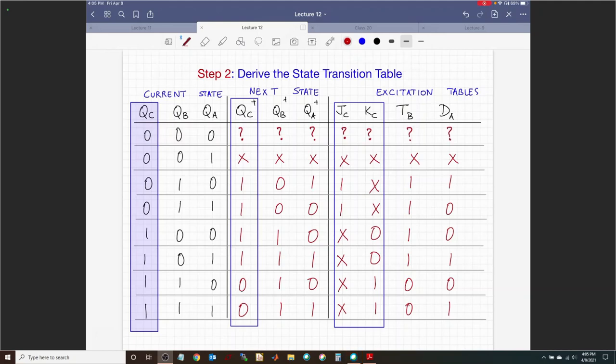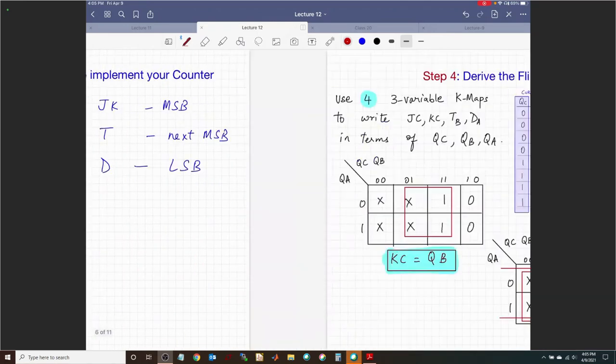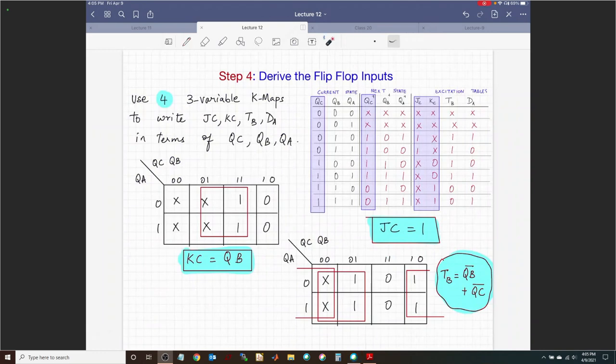How will we know that? Well, we have used K-maps. If we grouped the don't care, we considered it as a 1. If we left it out, then we considered it as a 0. So let's take a look at whether we considered it as a 1 or a 0. For JC, I know that JC was 1, so we considered that don't care to be a 1 for JC. How about for KC? Did we consider it as a 1 or a 0? We left it out of the group.